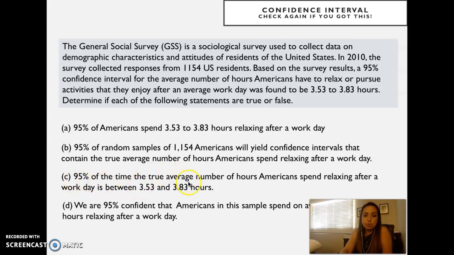95% of the time, the true average number of hours Americans spend relaxing after a workday is between this number and this number. Again, this is not true. The true average is fixed. It is what it is. It doesn't change. The true average in the population does not change every time I sample. What changes every time I sample is the size of my net. The size of my net will change every time, and if I compute that size 100 times, 95% of the time it will include the true average.